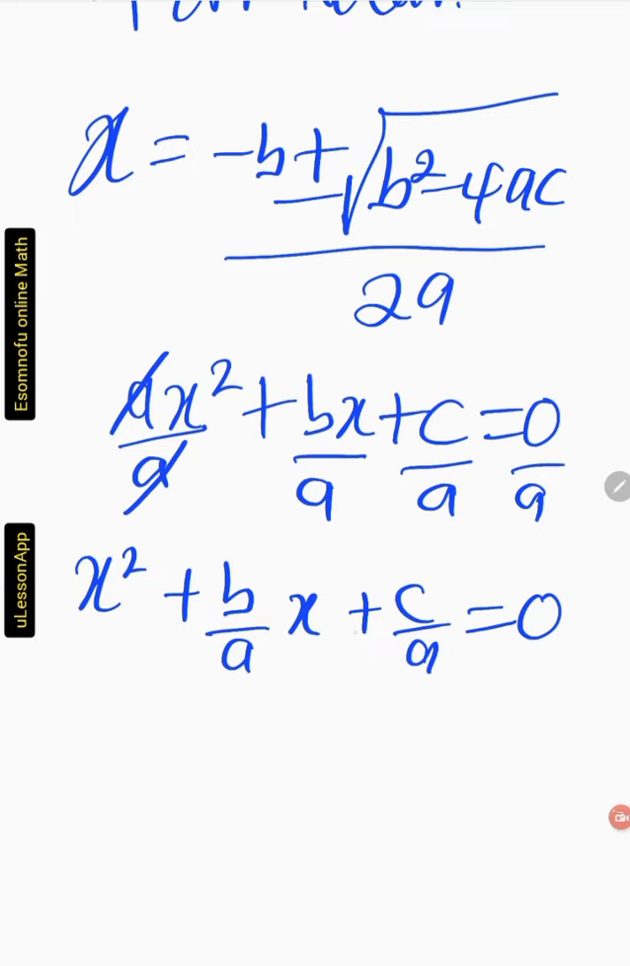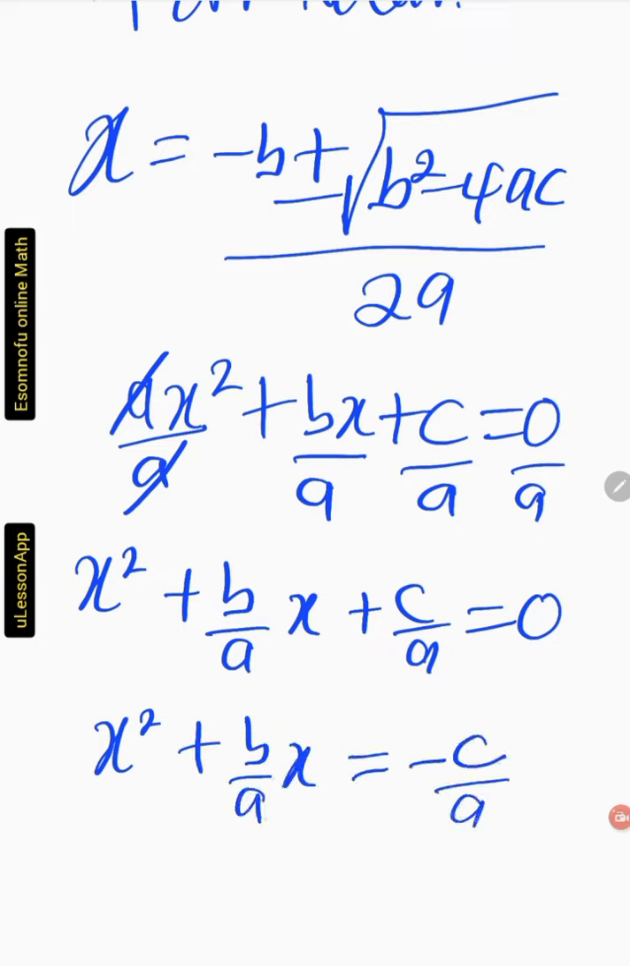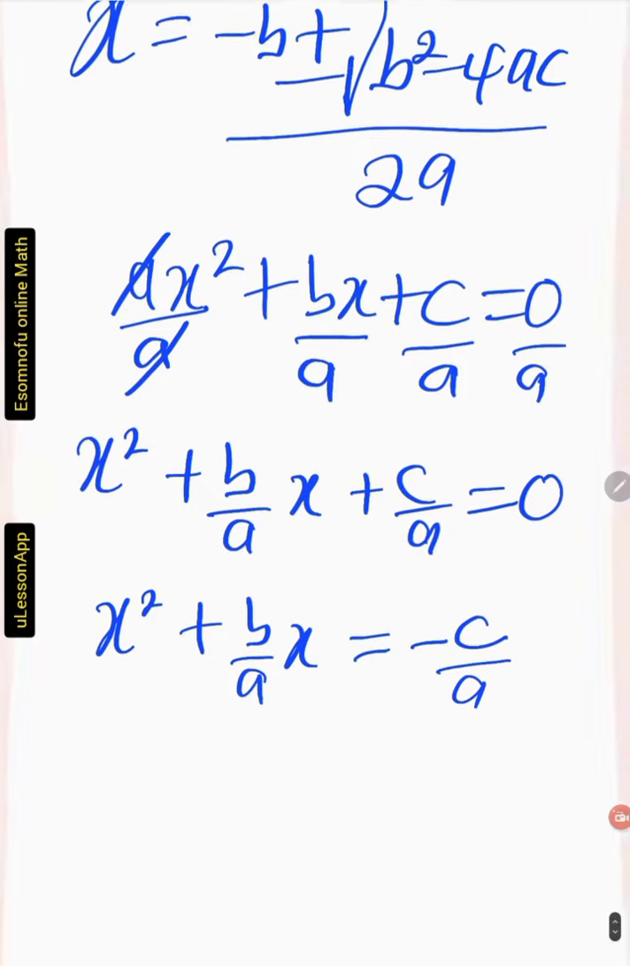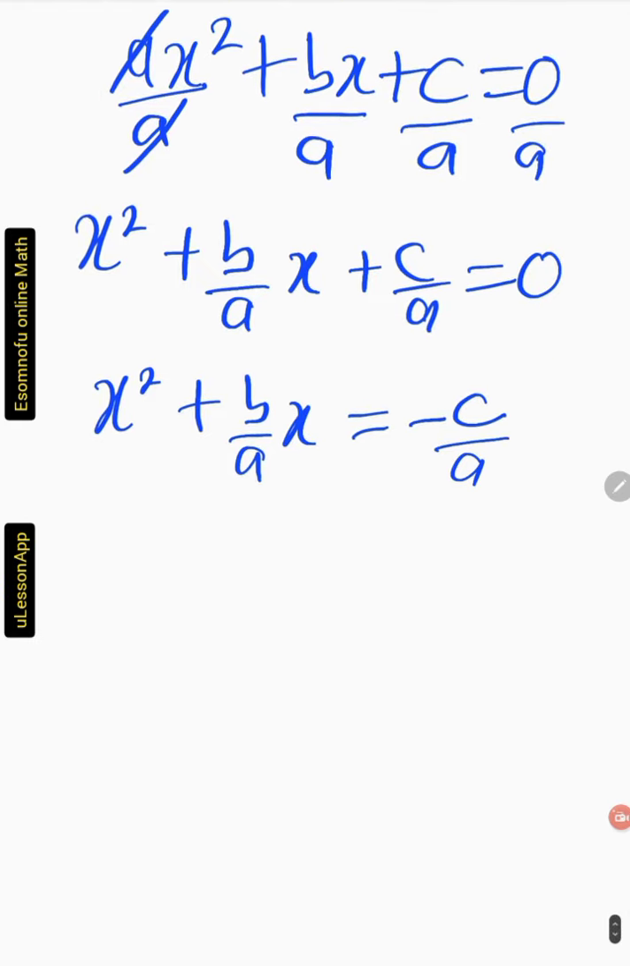Now let us move the constant term to the right hand side. That is the term without the letter x, which is c over a. We shall move it to the right hand side. Hence we shall have x squared plus b over a x is equal to minus c over a. It is positive, coming to the right hand side it turns to minus c all over a.